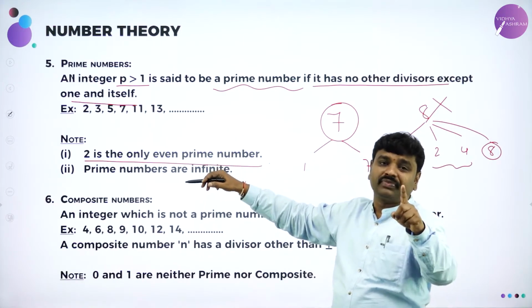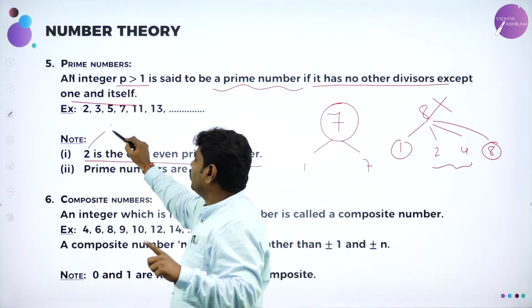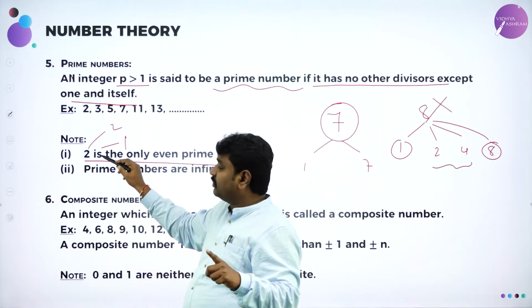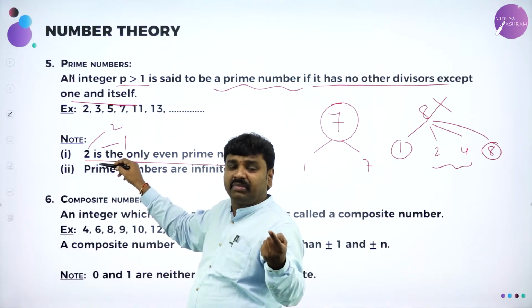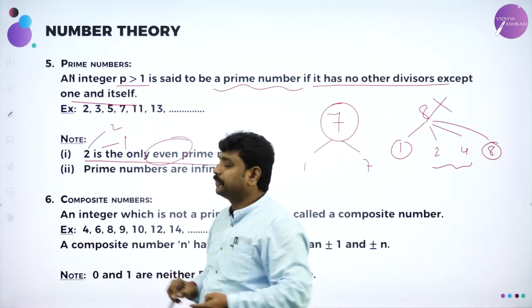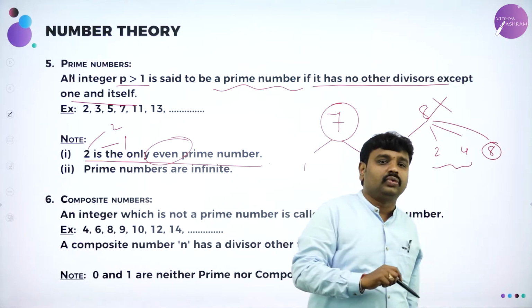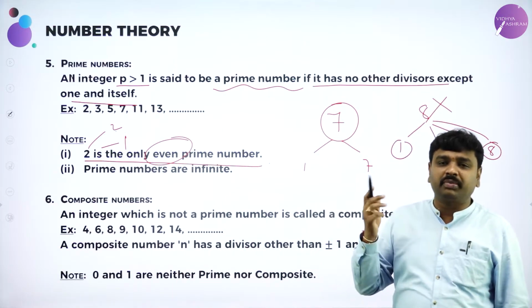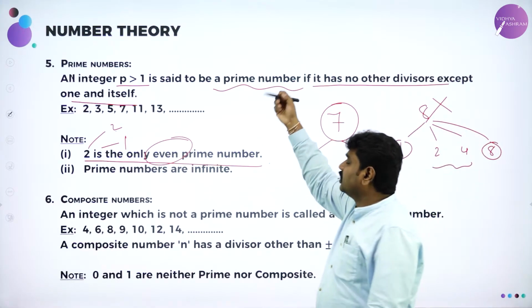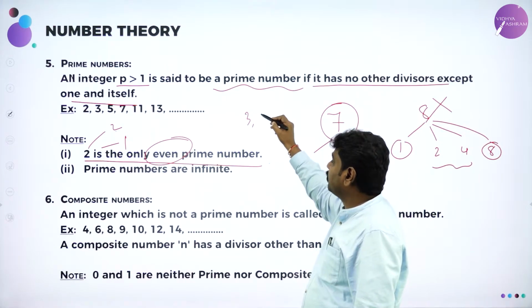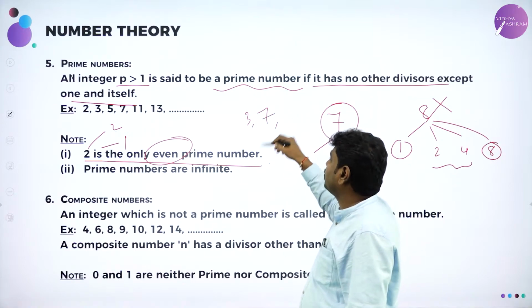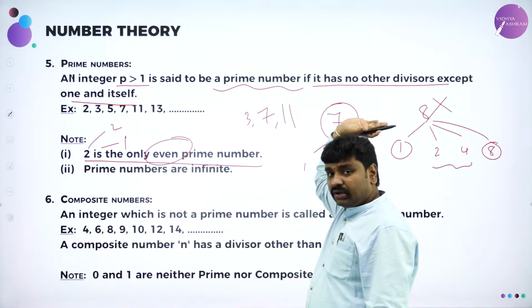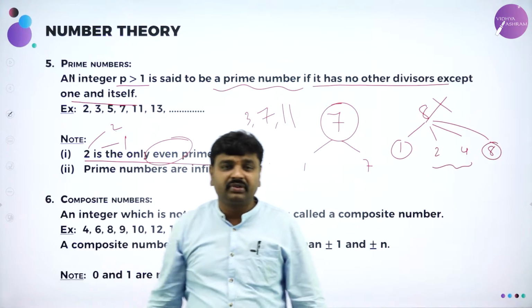2 is another prime number. What are its factors? 2 and 1. No other number can divide. So it is divisible by only itself and 1. Therefore it is a prime number, but it is the only even prime number. What is the only even prime number? 2. And prime numbers are infinite. How many prime numbers are there? We have many. If you go on writing, 3 is a prime number, 7 is a prime number, 11 is a prime number, like that you can go on, infinite prime numbers.